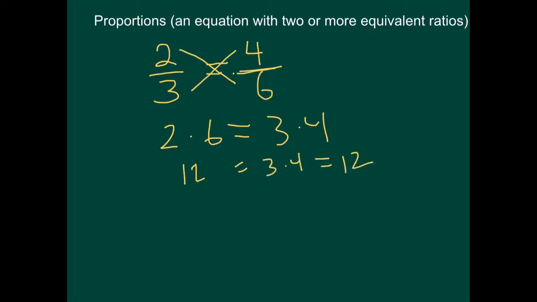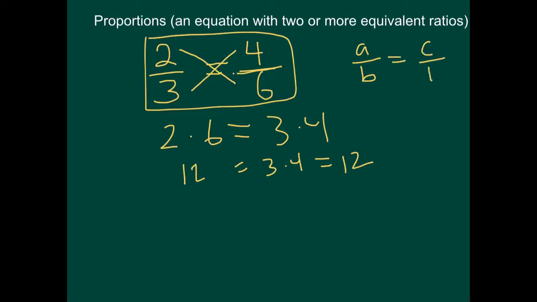So if these really are a proportion, in other words, if they're truly two fractions, say a over b and c over d, and these are equal ratios, then a times d will also equal b times c.